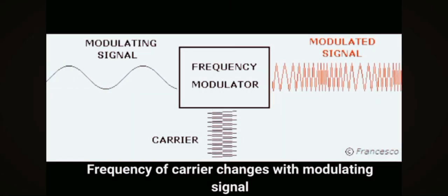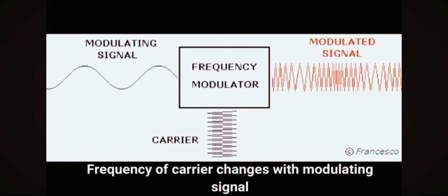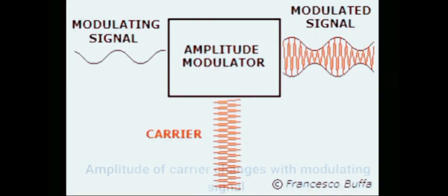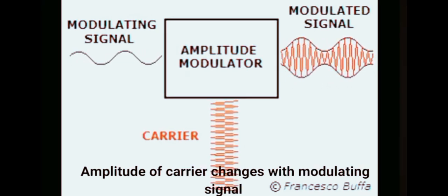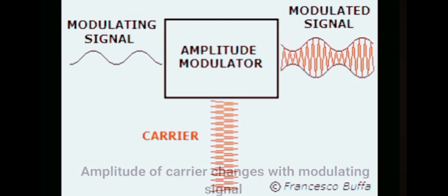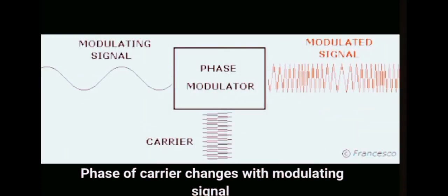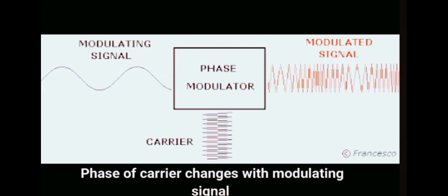Let's take a look at the three types of modulation. Frequency modulation: in this type of modulation, the frequency of the carrier signal is altered with respect to the modulating signal. As a result, we obtain a frequency modified signal in the output. Next, amplitude modulation. Here, the amplitude of the carrier signal is altered with respect to the modulating signal, and we get the amplitude modified signal as output. And lastly, phase modulation. The phase of the carrier signal is altered in this method and we obtain a phase modified signal in the output.